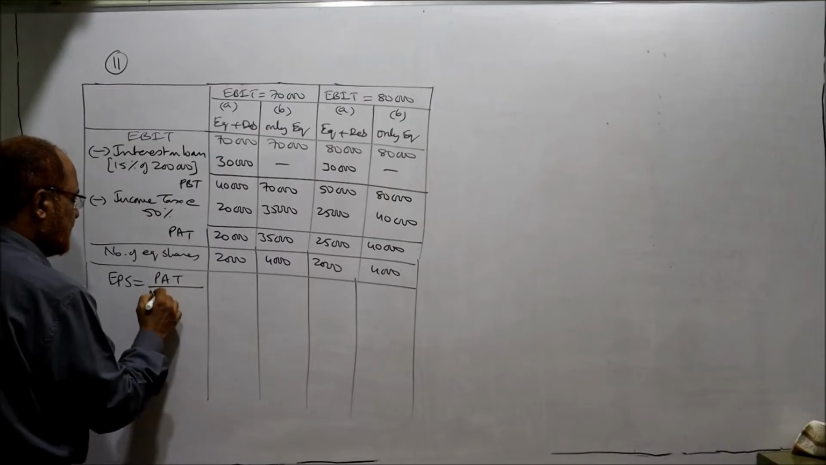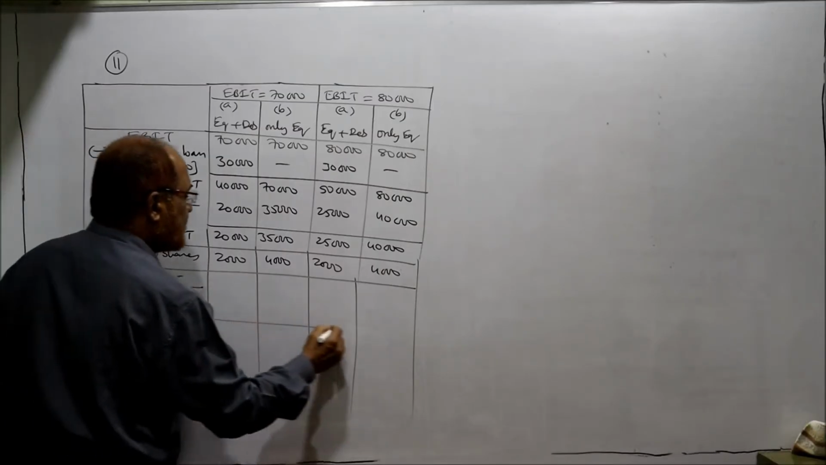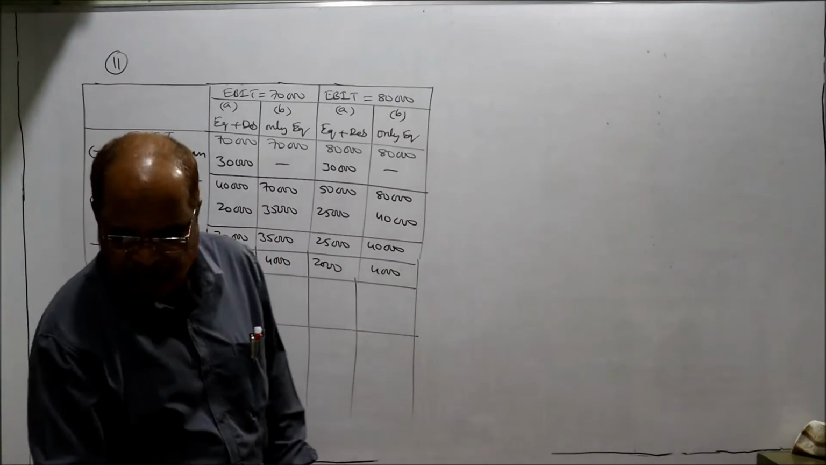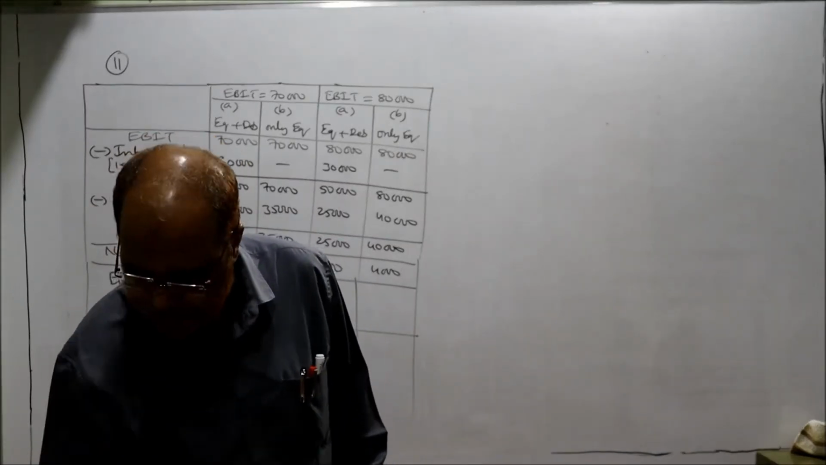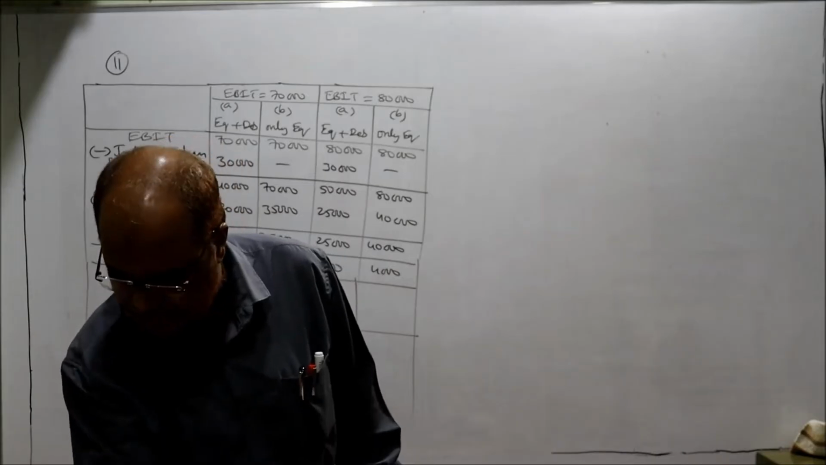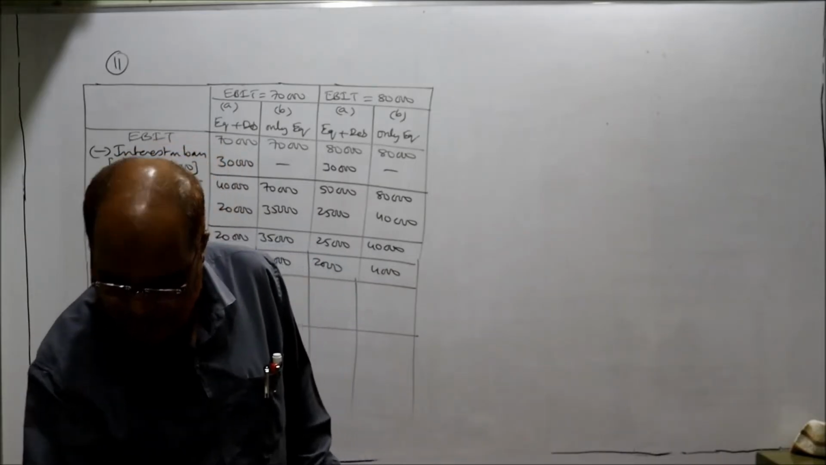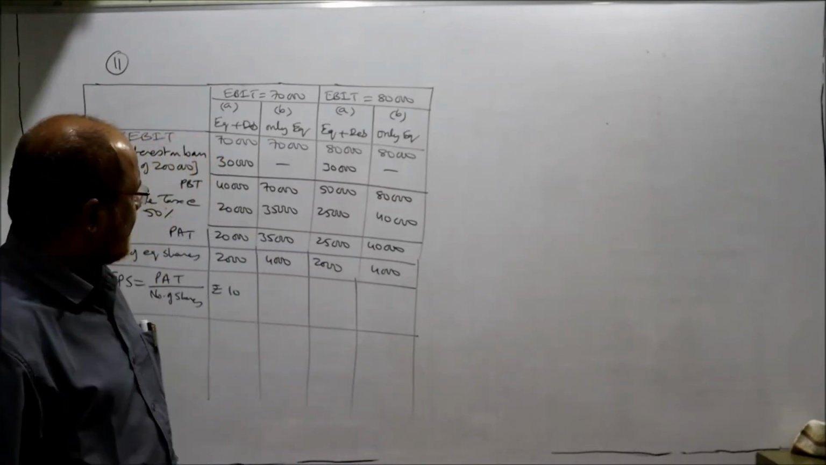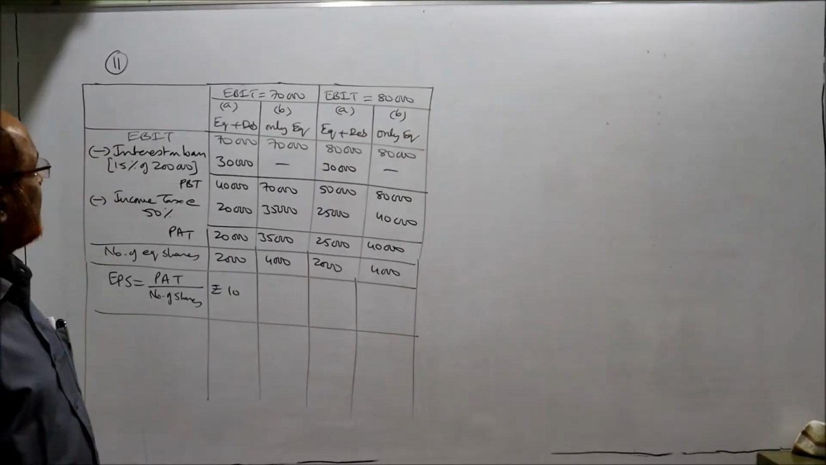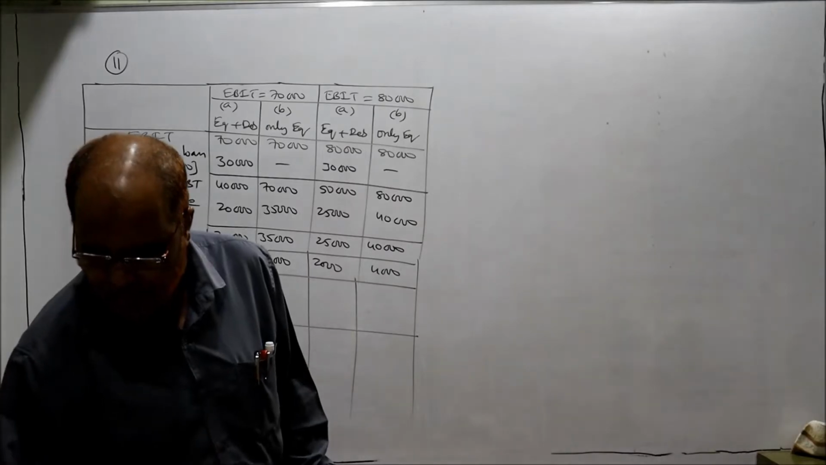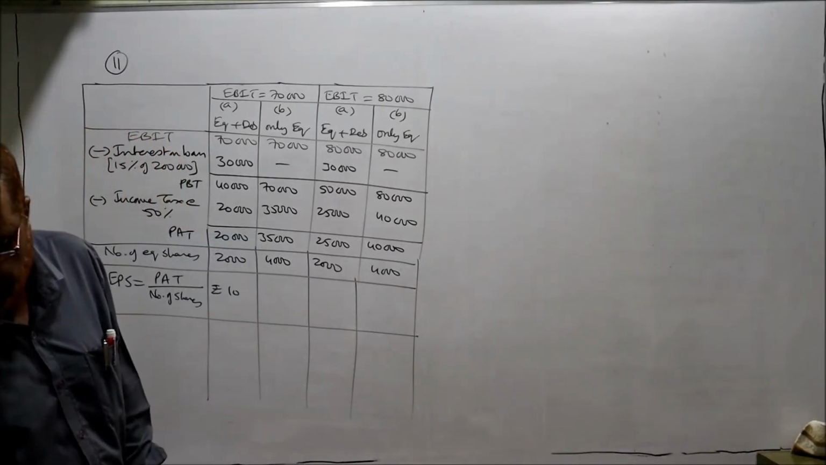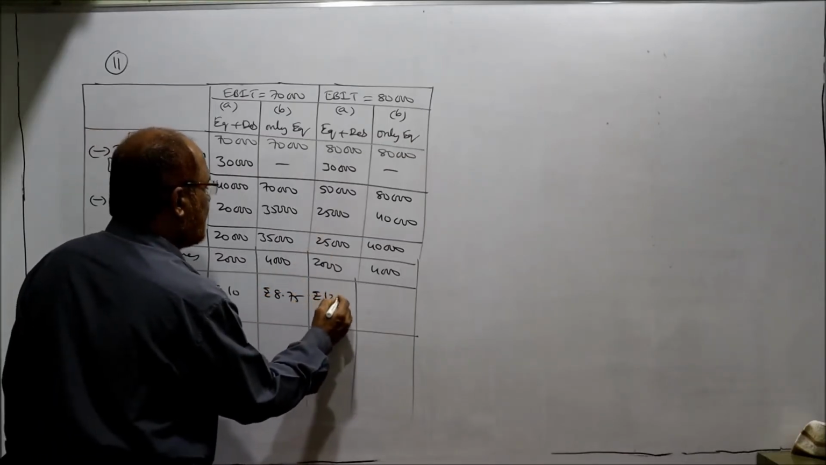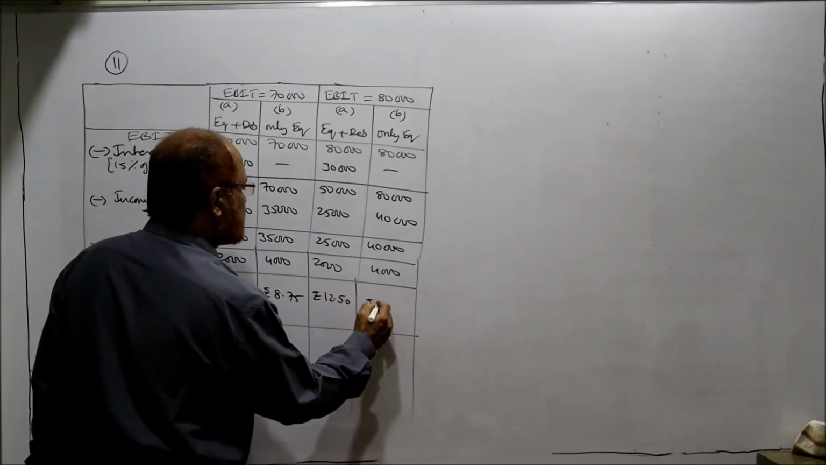EPS is equal to PAT divided by number of shares. So 20,000 divided by 2,000, rupees 10. Here 35 divided by 4. Profit available is 70,000. 10, and 35 divided by 4, 8.75. Here 25 divided by 2, 12.5, here rupees 10.